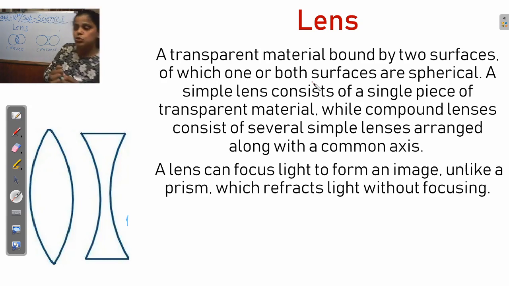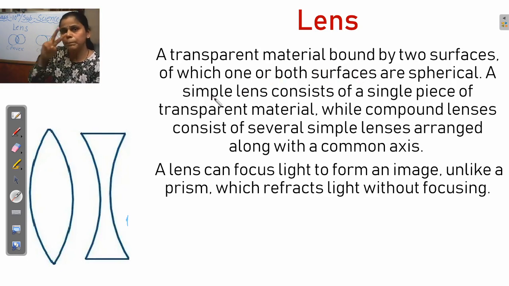It's clear. So what is a lens? A transparent material bound by two surfaces of which one or both surfaces are spherical. In this diagram, both surfaces are spherical. In this picture, both surfaces are spherical. So one or both surfaces are spherical.